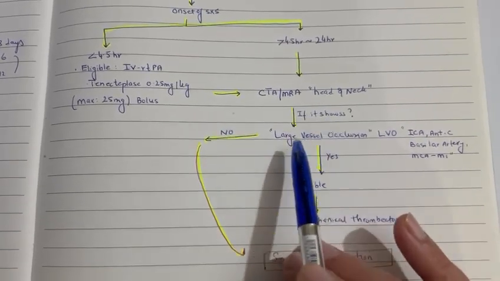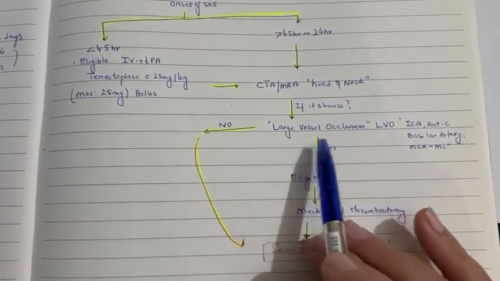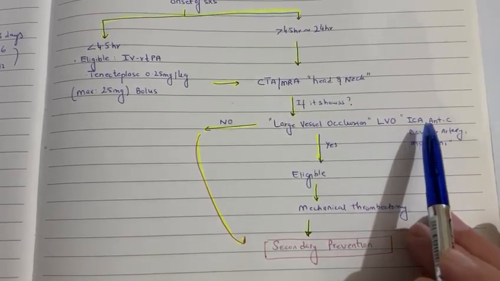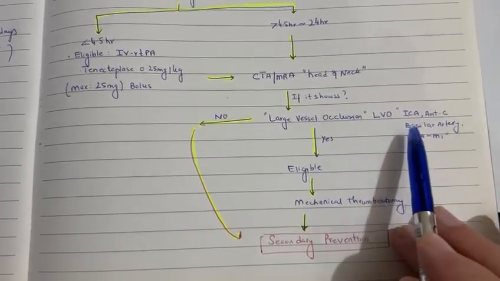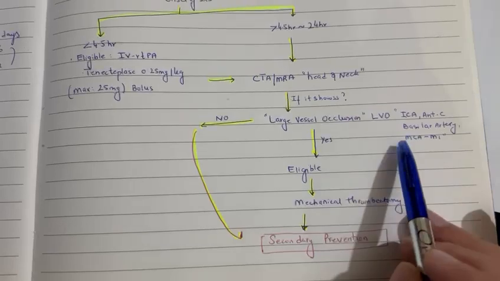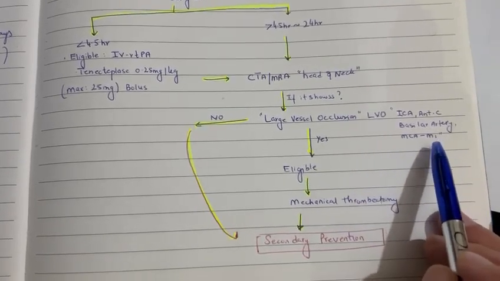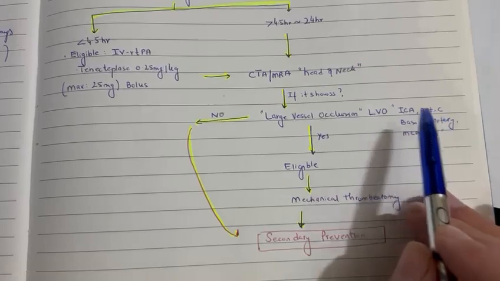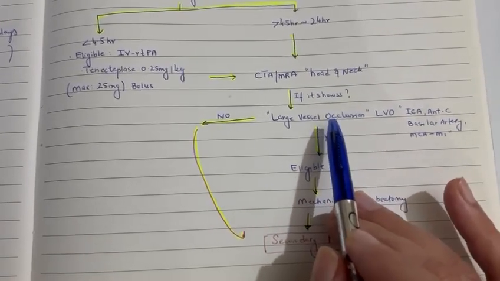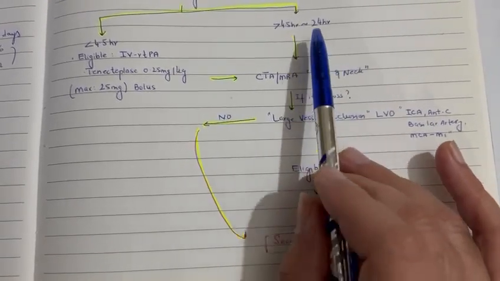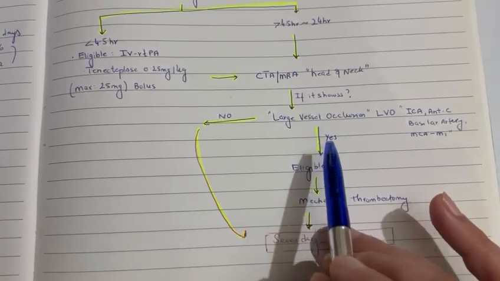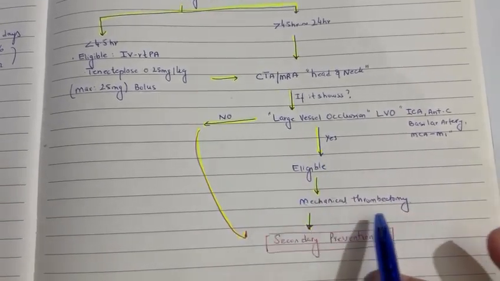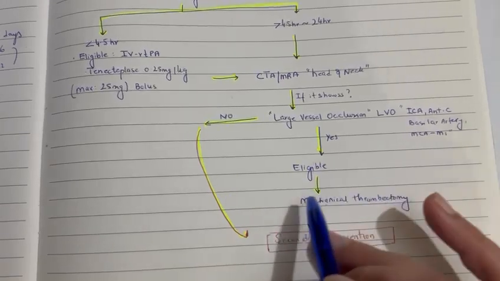So if it shows a large vessel occlusion, what do we mean by large vessel occlusion? Internal carotid artery, anterior circulation, posterior circulation like the basilar artery, and the middle cerebral artery M1 branch. So this is a large vessel occlusion. If it is a large vessel occlusion and the patient presented in less than 24 hours, the patient is eligible for mechanical thrombectomy. This will be our next step.